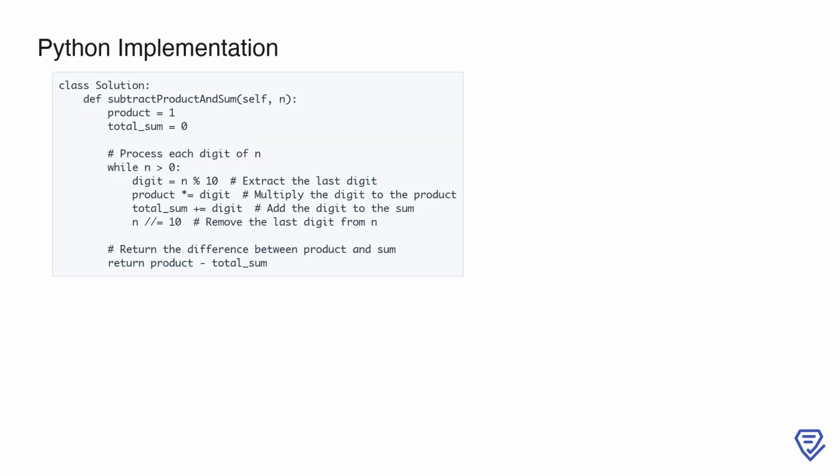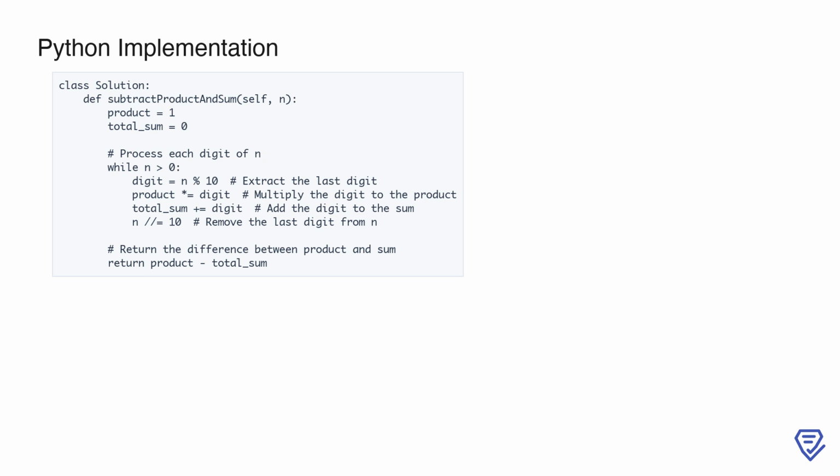This Python solution calculates the difference between the product and the sum of the digits of an integer n. The implementation uses a while loop to process each digit of the number. Initially, two variables are defined. Product is set to 1, and total_sum to 0. These will store the cumulative product and sum of the digits respectively.